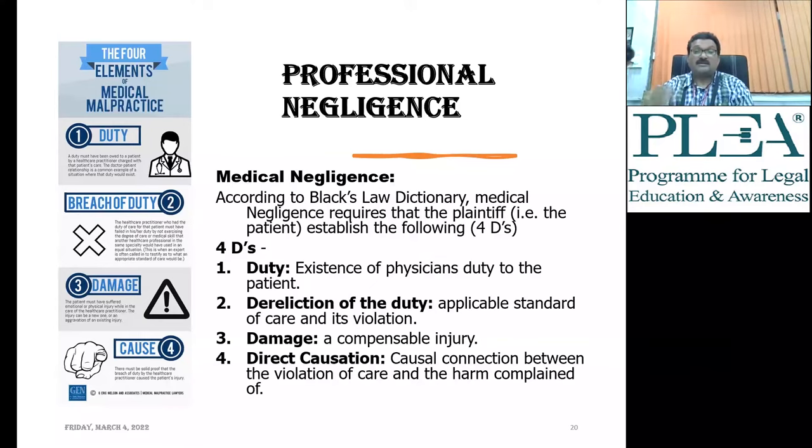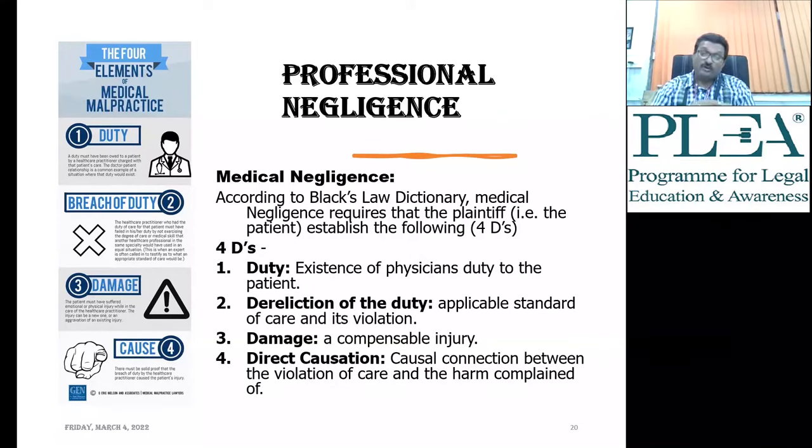Then third, there has to be a damage for that patient. He cannot just allege negligence without any damage caused because of that treatment. Means you can't just blindly go, and the patient should not go to any police station and say, mujhe lag raha hai ki negligence hai doctor ka, isliye I am complaining. So there has to be a damage or damages on that patient as a result of that treatment.